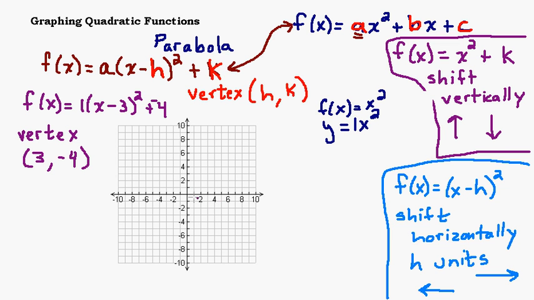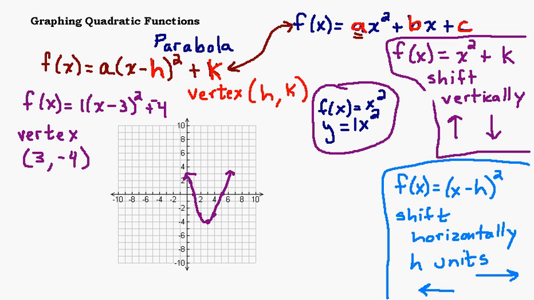I'm going to go ahead and plot my vertex, which would be over 3, down 4. And then because my a value is 1, I know that this parabola is going to look exactly the same as the y equals x squared parabola. It's just shifted. So from 3, negative 4, I'm going to go over 1, up 1, over 2, up 4, and just create this exact same shape. Over 2, up 4, and I could do the 3 and the 9, but I'm not going to do that. Okay, and there it is. Very quickly graph that equation without having to do a table or anything like that.